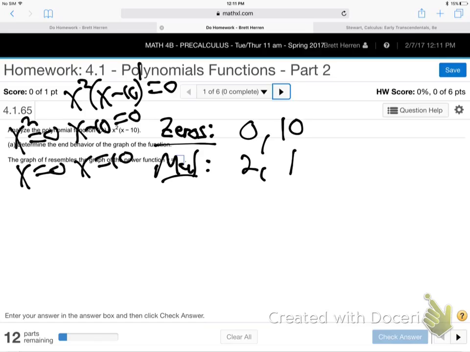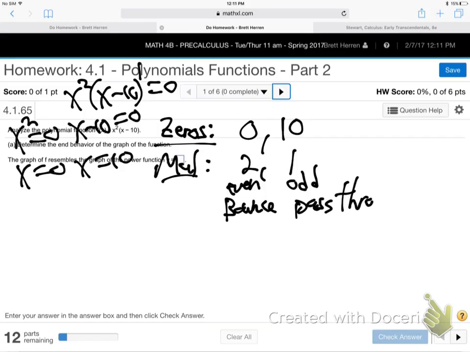So 2 and 1, right? The powers on those individual zeros are a 2 power and a 1 power, which means a 2 power is even, so it's a bouncer, right? And 1 power is odd, so that's going to pass through, right? And let's do the end behavior. What's the end behavior right now? If you were to FOIL the whole thing out, what would be the most powerful term?